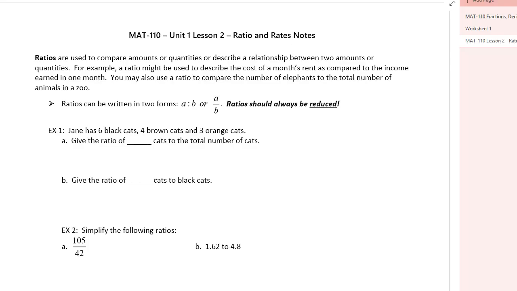Ratios can be written in two forms. One of the forms is with a colon, as you see here, and the other form is with a fraction. Whichever way you write it, you would read a ratio as A to B, or A is to B. In MOM, or My Open Math, they want you to write your ratios as fractions.